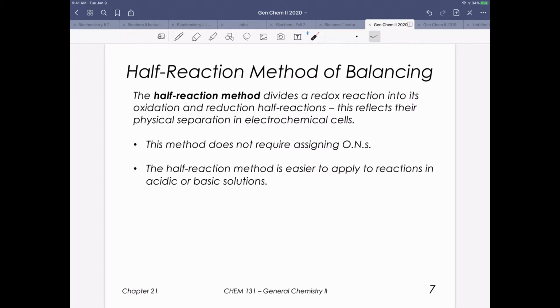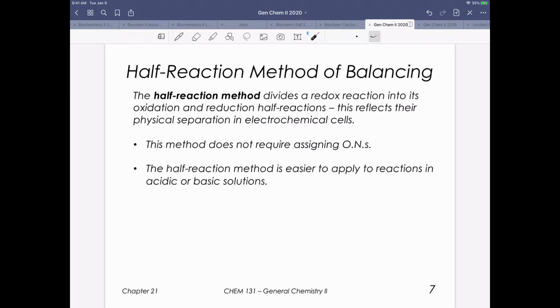And why we do this is that in this chapter we learn about electrochemistry, and we're going to be talking about electrochemical cells. In our next lecture, we're going to be talking about the energy that we can gain when we physically separate these processes. And that's how batteries, for example, are made. So this method does not require the assignment of oxidation numbers.